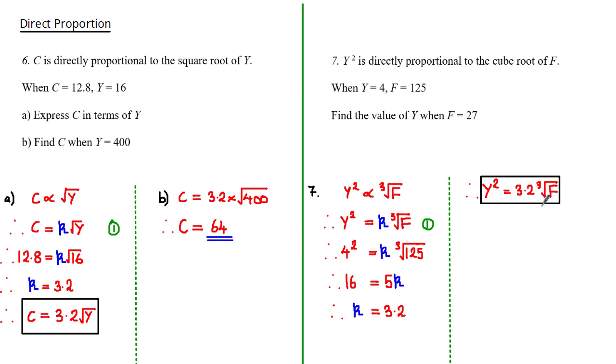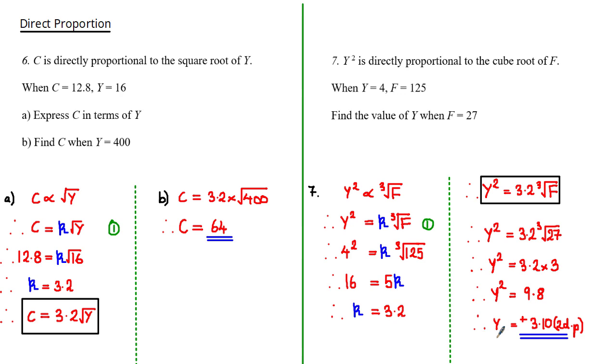So in order to find the value of y when f is equal to 27, we need to sub this value of f into this formula, giving us that y squared is equal to 3.2 times the cube root of 27. The cube root of 27 is 3, and therefore y squared is equal to 3.2 times 3. Working out the right hand side, we get that y squared is equal to 9.6. And in order to find the value of y, we need to take the square root of both sides, giving us that y is equal to positive 3.10 rounded to 2 decimal places.